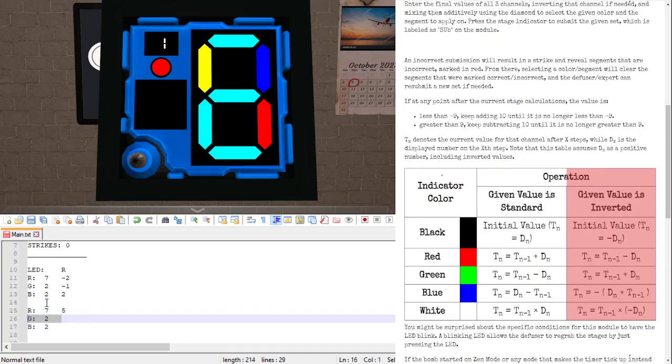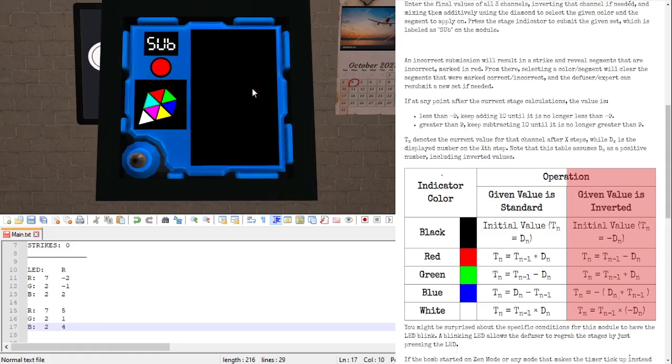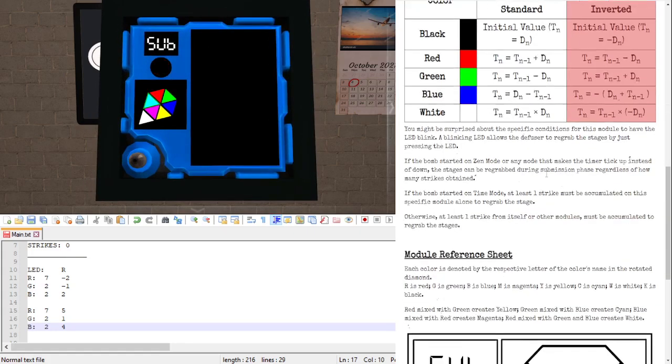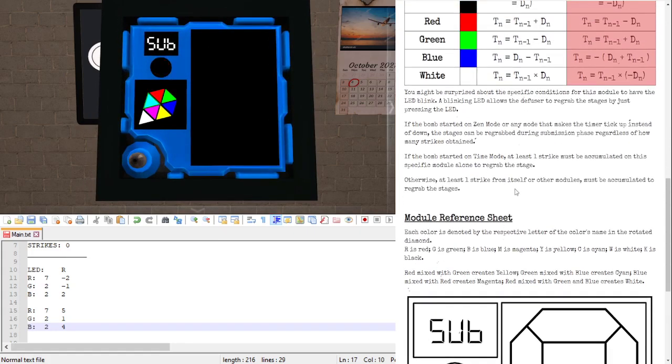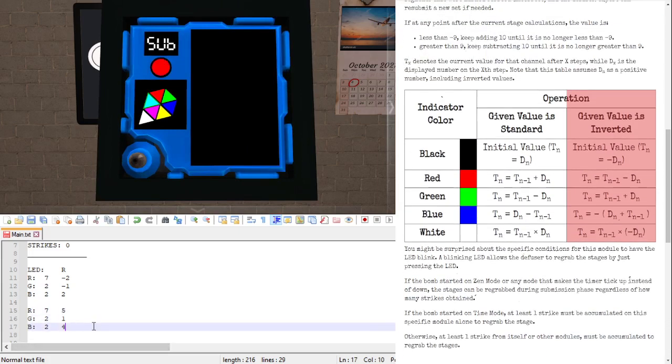So for green, we have, again, of course, a red LED, so we're adding 2 plus -1, which is 1, and for blue we have 2 plus 2, which is 4. These are our calculated numbers from stage 1, and since stage 2 doesn't exist, we can just enter submission mode. You can see the LED is flashing, and that's because we already struck on this module. So, what now?